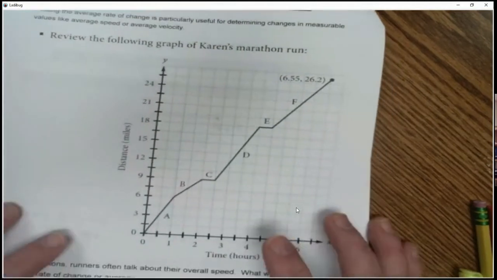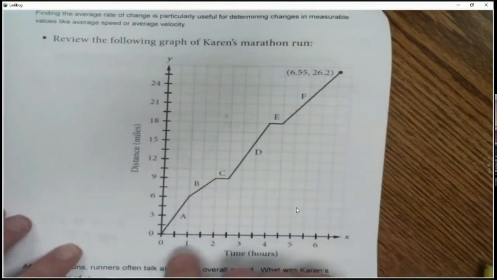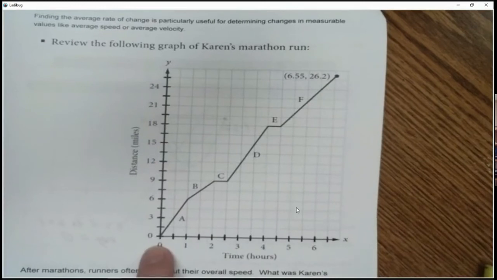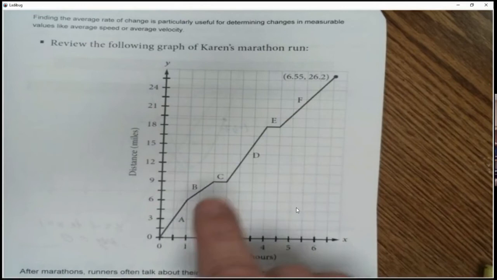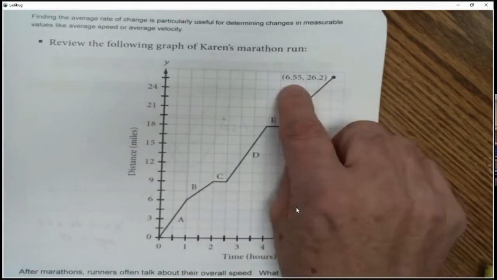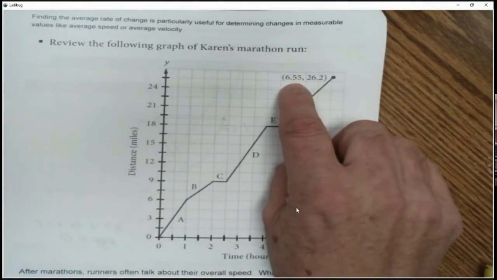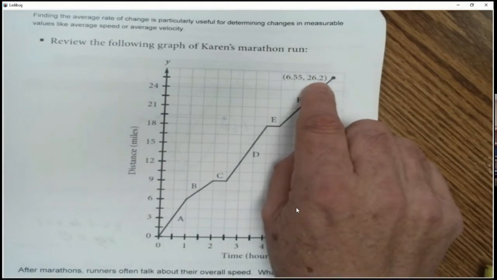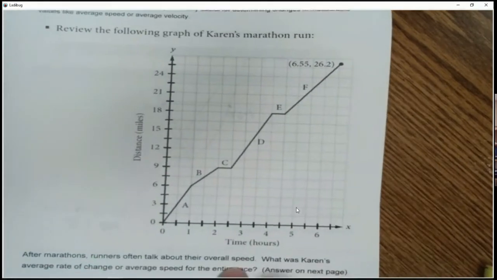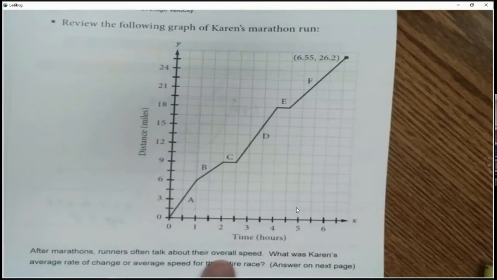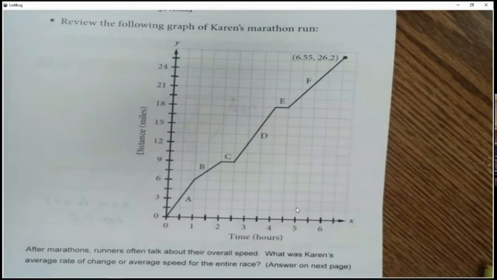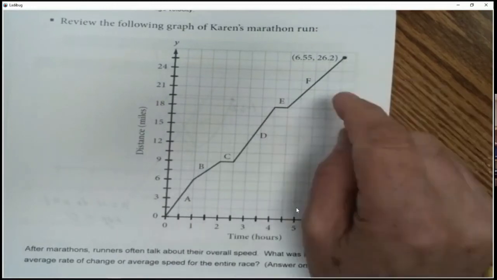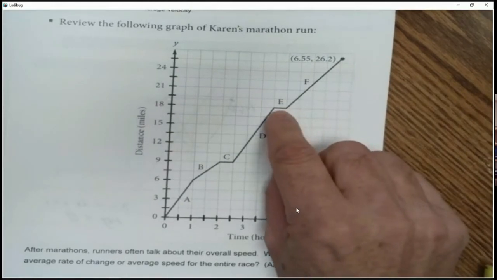Review the following graph of Karen's marathon run. So here's Karen, started out 0 hours, 0 distance. We already looked at this earlier. We found the fastest and when she was resting, but now we know the end was 6.55 hours and 26.2 miles. After marathons, runners often talk about their overall speed. What did she average from here to here?